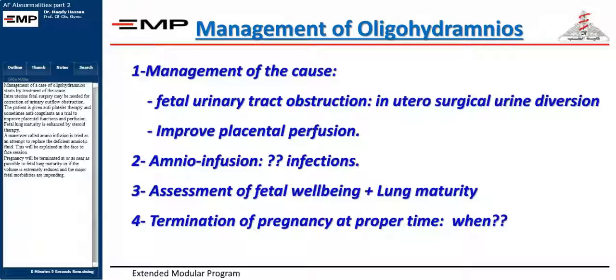Pregnancy will be terminated at or as near as possible to fetal lung maturity, or if the volume is extremely reduced and the major fetal morbidities are impending.